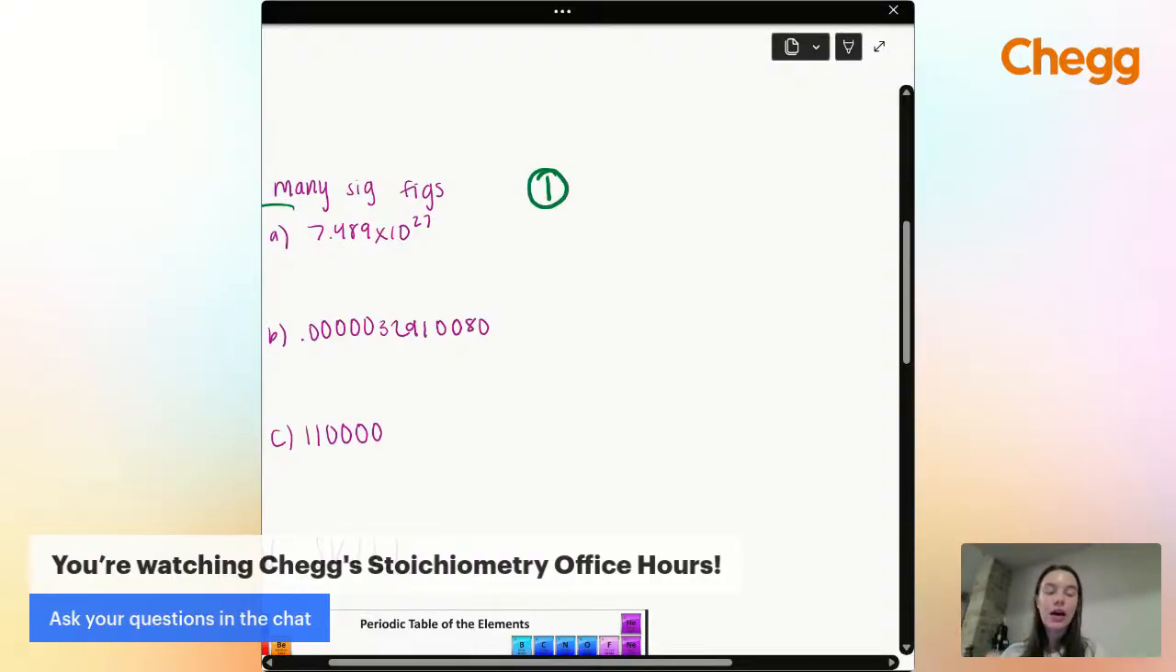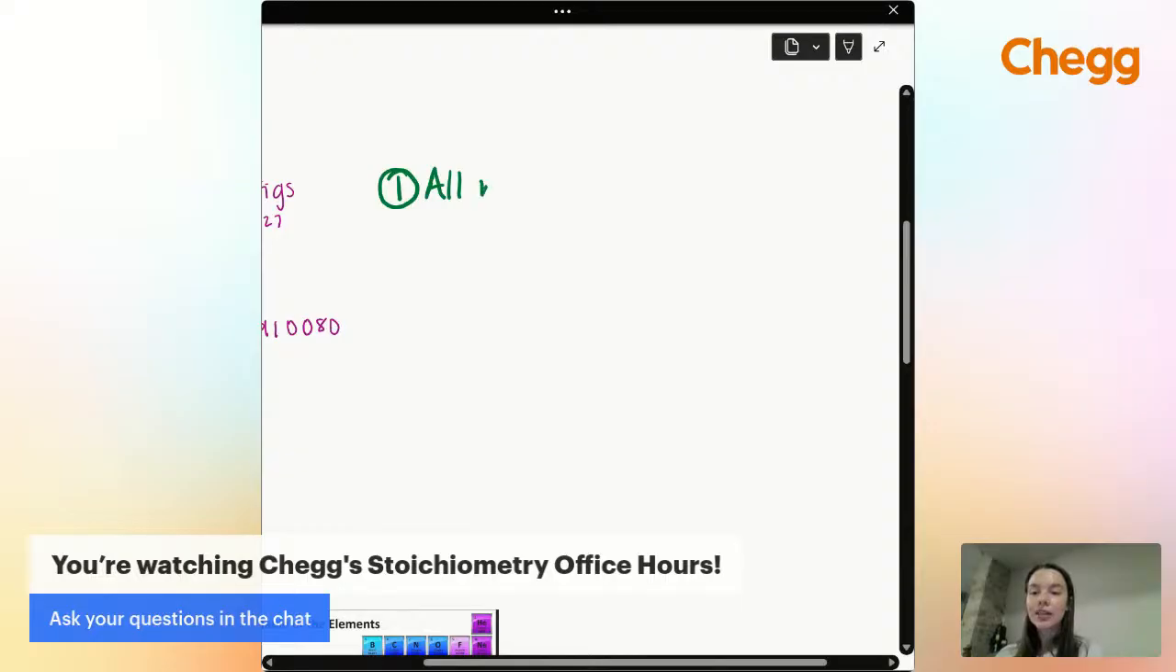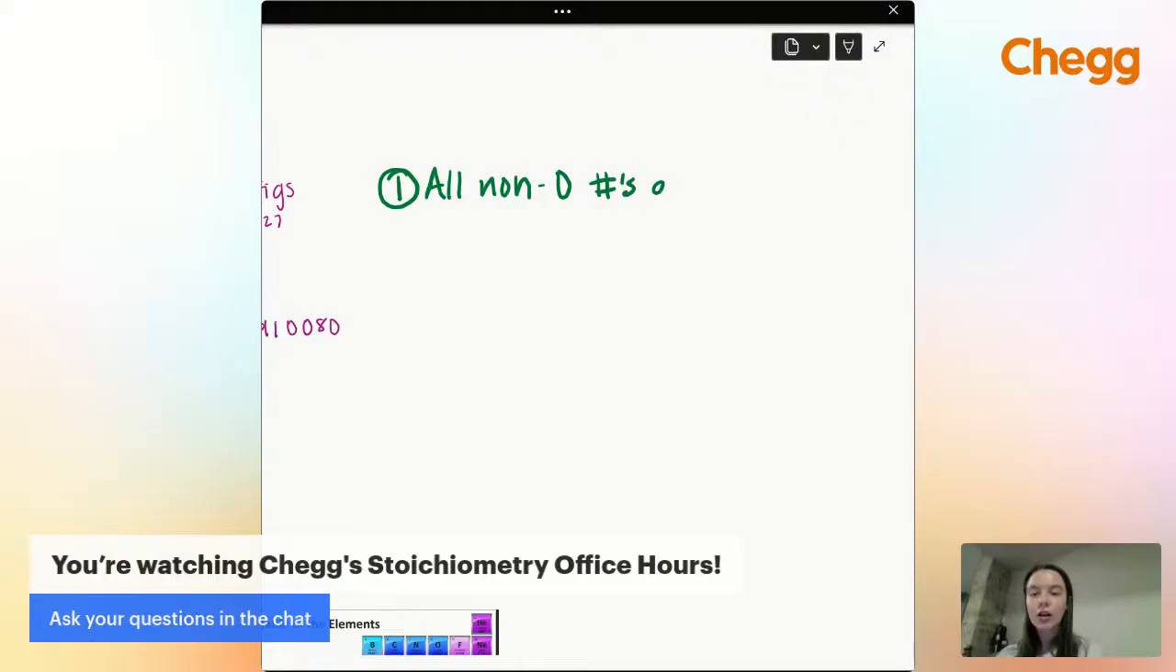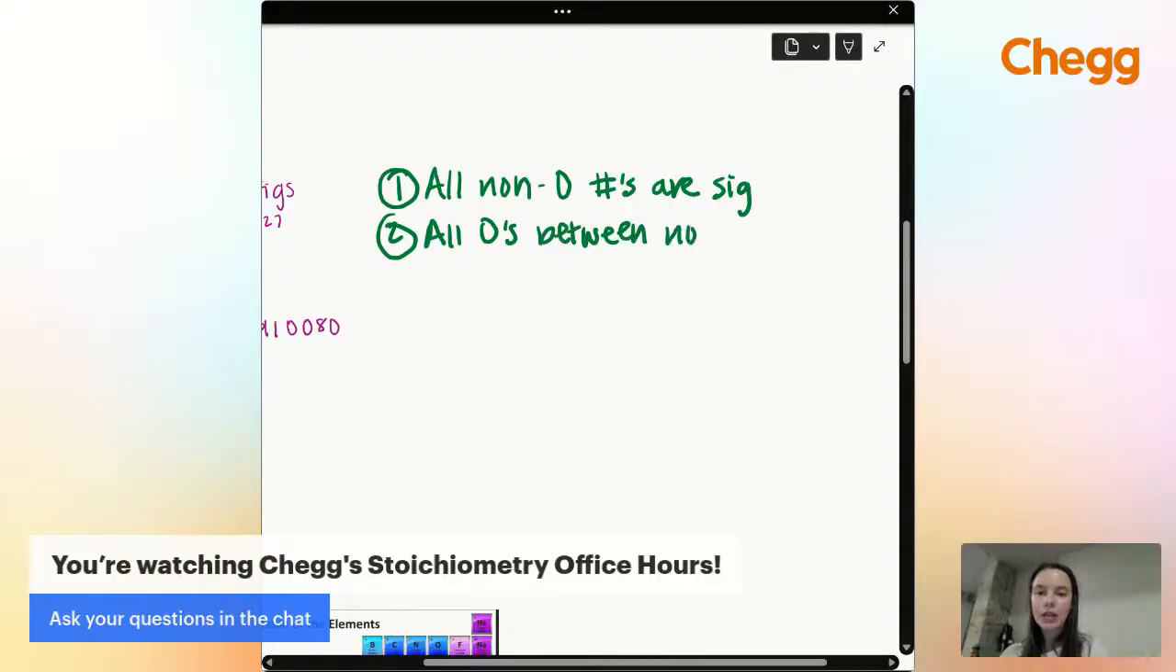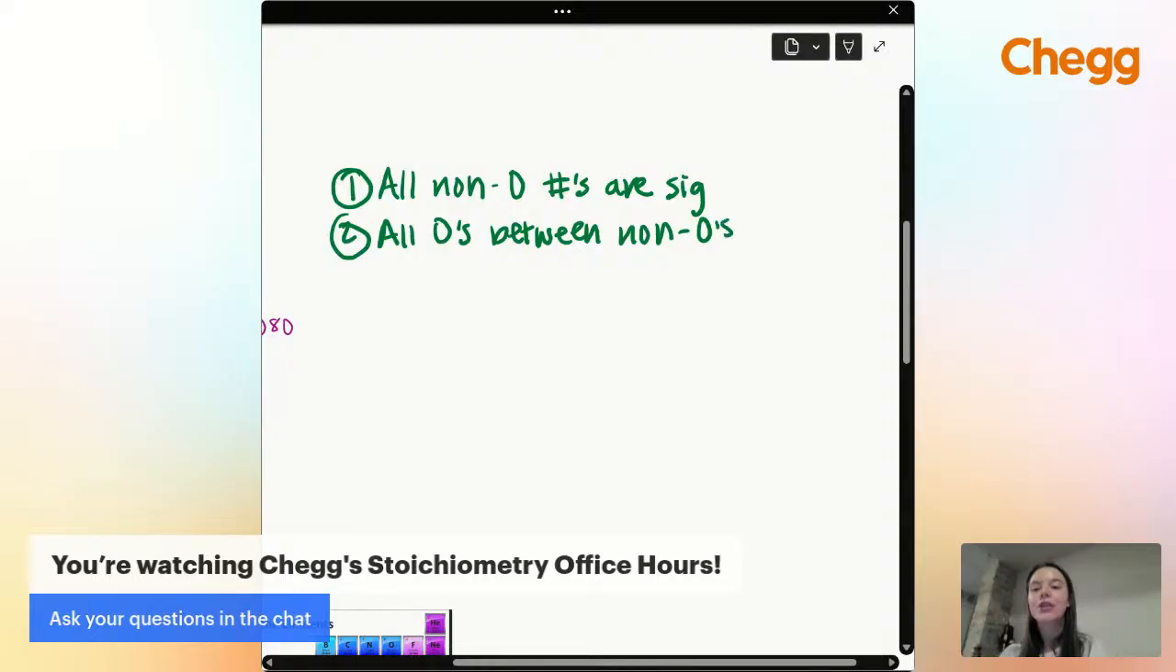Our first rule of thumb is all non-zero numbers are significant. I'm going to abbreviate significant as sig. And I'm also going to add another little rule. All zeros between non-zero numbers. So your non-zero numbers are 1, 2, 3, 4, and 5, 6, so on. Between non-zeros are significant. So those are our first 2 rules.